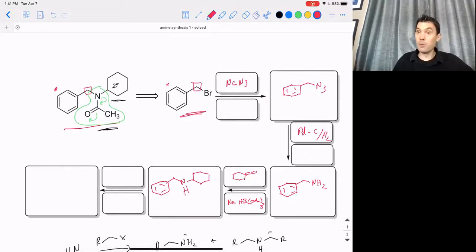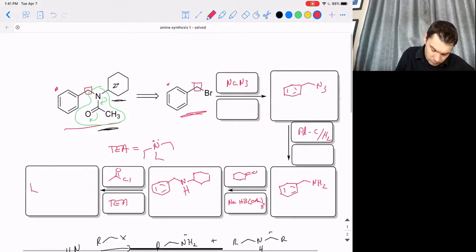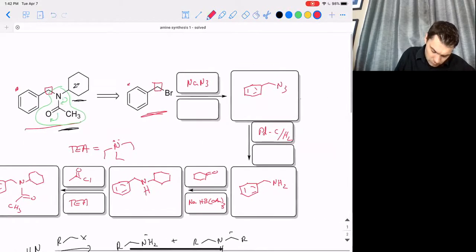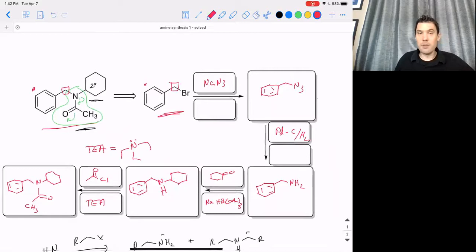So that gets me most of the way there, and then we can make an amide with our acetyl chloride and maybe some triethylamine as the base. That'll mop up the HCl that we formed from this reaction. Oops. And I think that wraps it up.